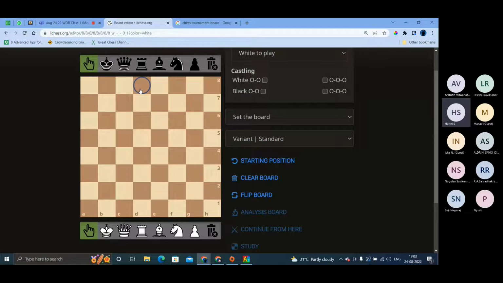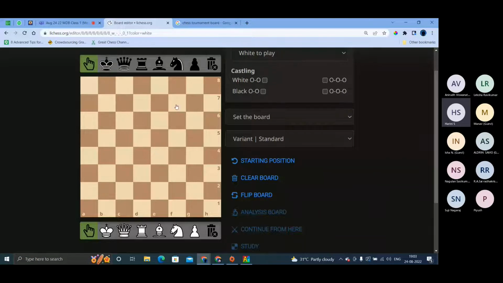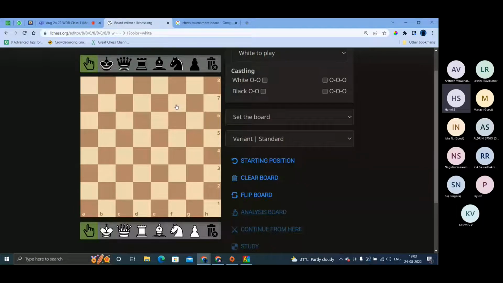Nagulan, this one? Dark square. Dark square, very good. Sai Radhakrishnan, I'll call you Sai so it would be easy, right? Sai, is this a light square or a dark square? Light square. Light square, very good. Who's Suji Nagaraj? From next time, please give students' name so that it is easy for me to call. This is Suji Nagaraj. What is the student's name?